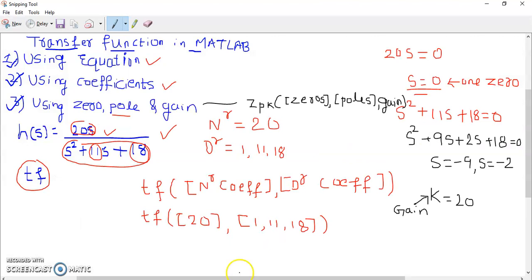So these are the three methods to obtain the transfer function in MATLAB.